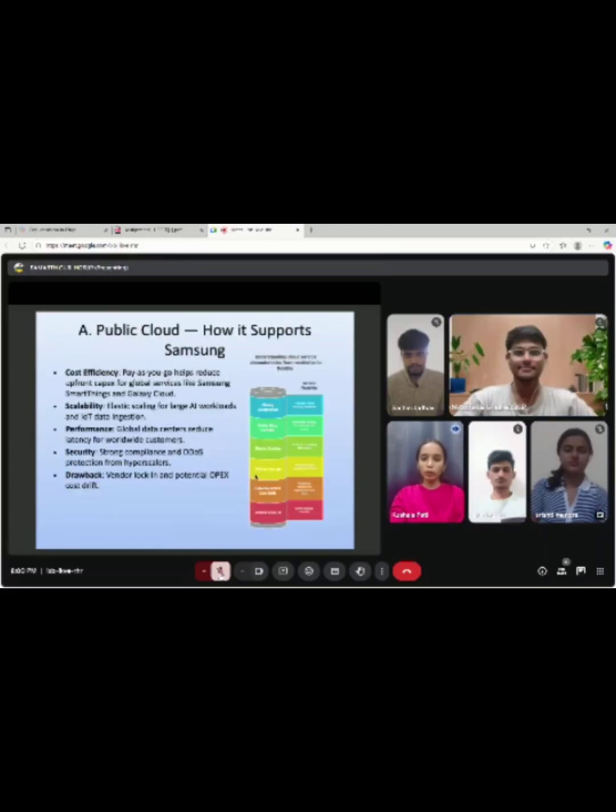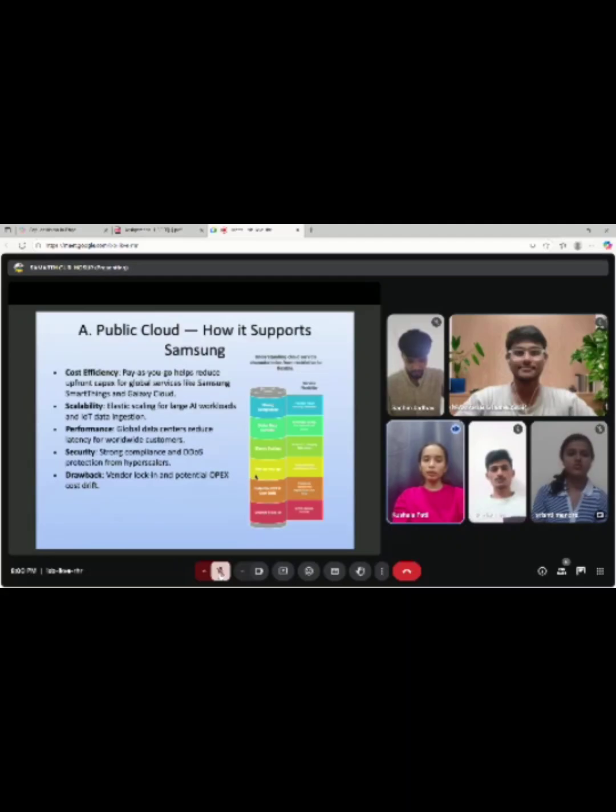Now I'm going to explain the slide. Public cloud helps Samsung manage its global services efficiently. First one, I'm going to explain cost efficiency. Samsung uses a pay-as-you-go model to reduce upfront cost for services like SmartThings and Galaxy Cloud. This means they only pay for what they use instead of investing heavily in physical servers.